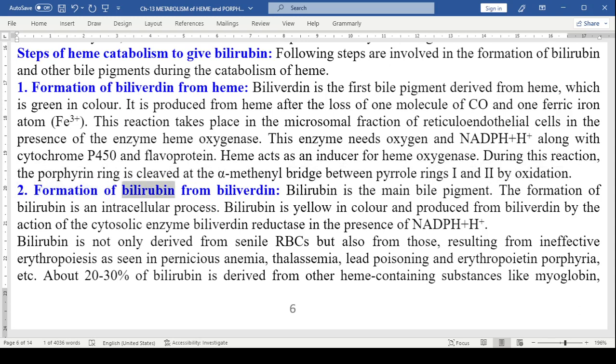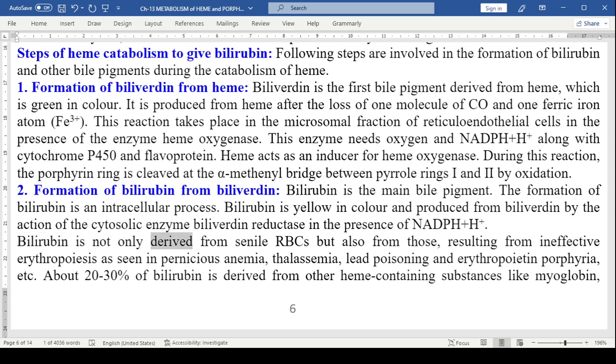2. Formation of bilirubin from biliverdin. Bilirubin is the main bile pigment. The formation of bilirubin is an intracellular process. Bilirubin is yellow in color and produced from biliverdin by the action of the cytosolic enzyme biliverdin reductase in the presence of NADPH plus H+.